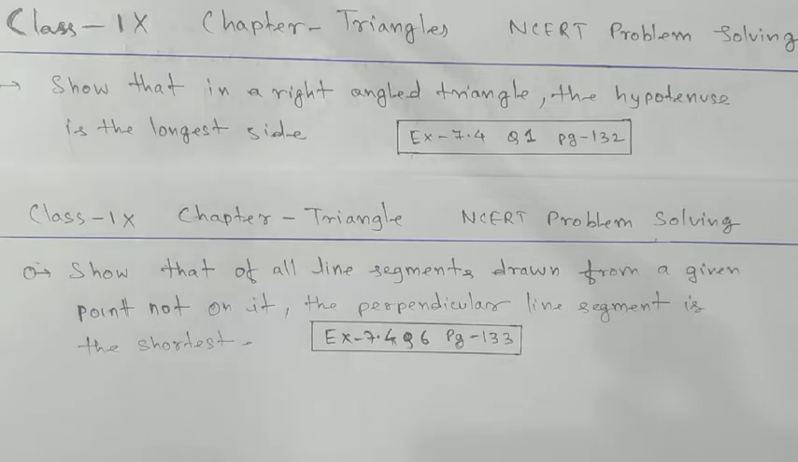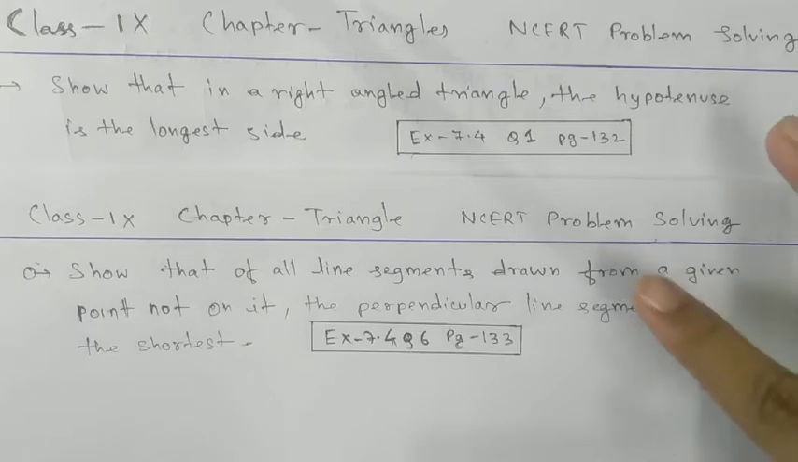Here you can see the two problems which are in exercise 7.4 of the NCERT book. Show that in a right angle triangle the hypotenuse is the longest side. And the last question, question number 6: show that of all the line segments drawn from a given point not on it, the perpendicular line segment is the shortest.